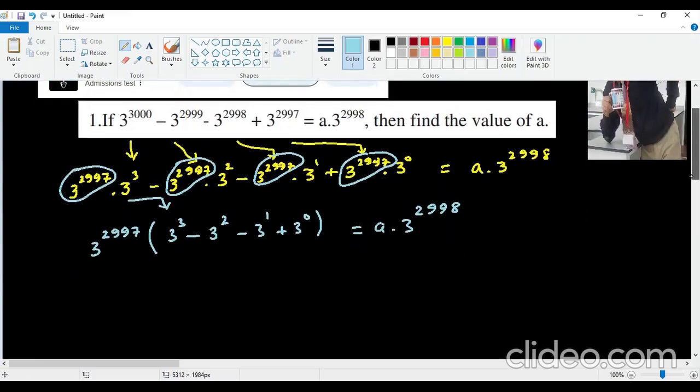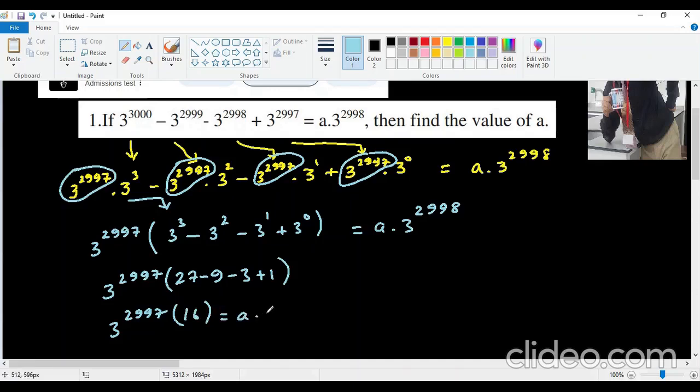Now coming up to this part, in here this gives us 3 to the power 2997 bracket. This gives you 27 minus 9 minus 3 plus 1. So this gives you 3 to the power 2997, 27, and plus 1 is 28. 28 minus 12 is going to be 16, equals a times 3 to the power 2998.